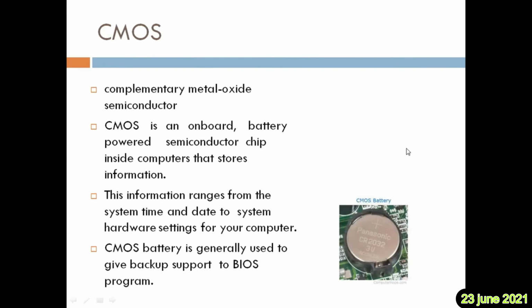how we can see the mobile battery. Similarly, this is called a complementary metal oxide semiconductor. It is an onboard, meaning within the motherboard, battery-powered semiconductor chip inside the computer that stores system time, system date, system hardware settings, etc. on your computer. The CMOS battery is generally used to give backup support to the BIOS program.